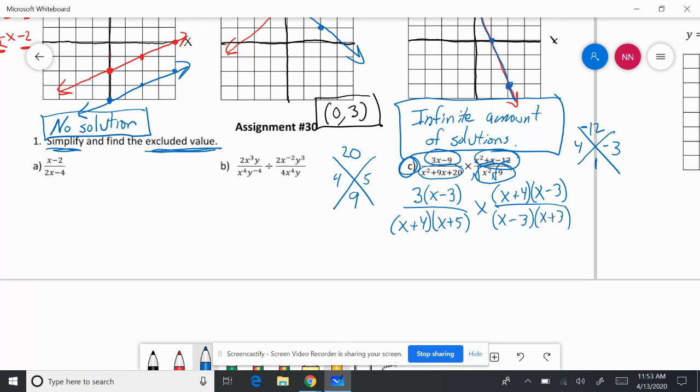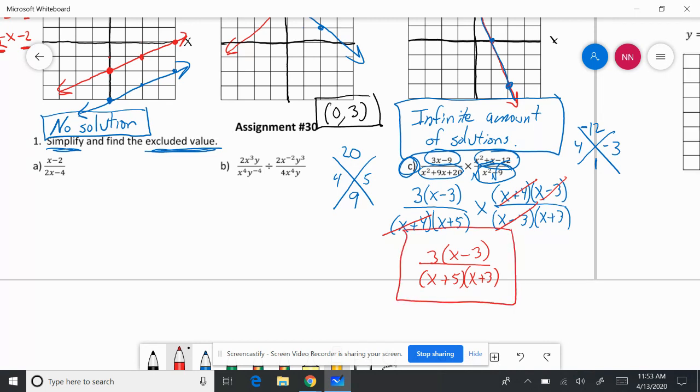Now for the easy part, I cancel. X minus 3's cancel, x plus 4's cancel. So when I'm looking at this right here, what I'm going to do is put whatever's left over. I have a 3 and an x minus 3. I have an x plus 5 and an x plus 3. That right there is the simplified version.